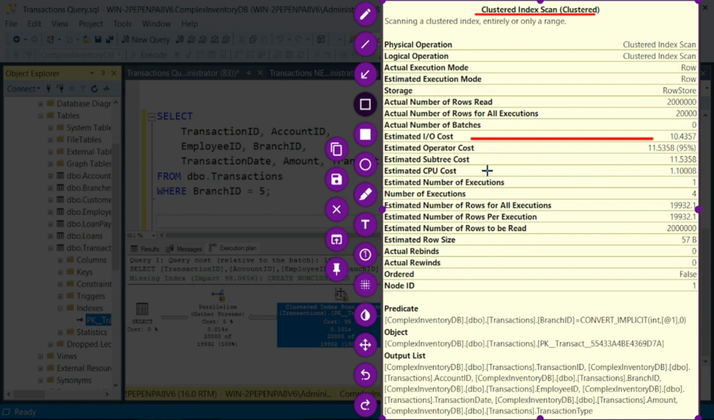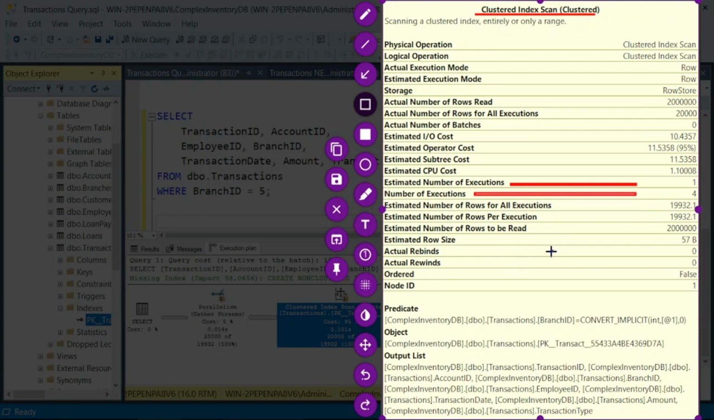Factor number 7, cost percentage. Many beginners immediately look at the cost percentage, whereas professionals usually ignore it. These percentages are only optimizer estimates. They do not represent actual execution time. Instead, focus on operators, row counts, and logical reads. Those tell you much more about query performance.